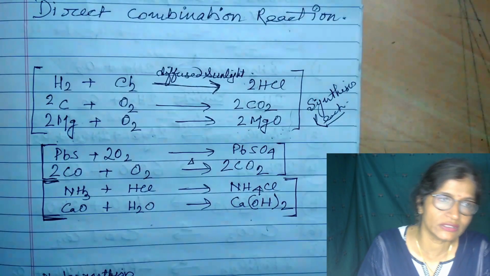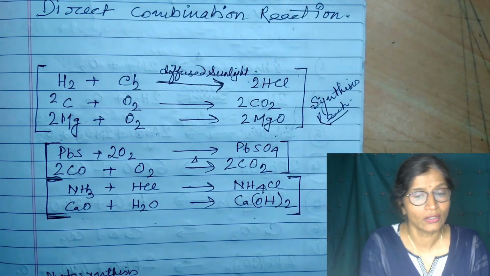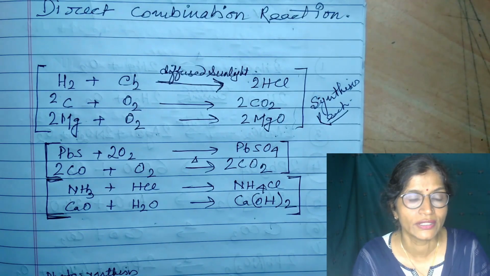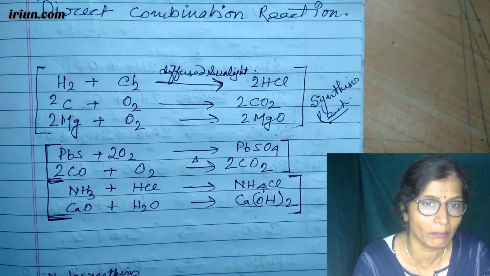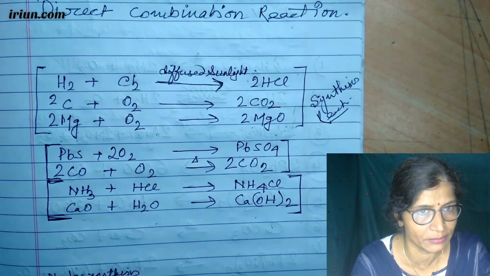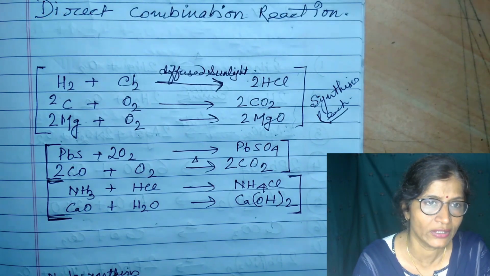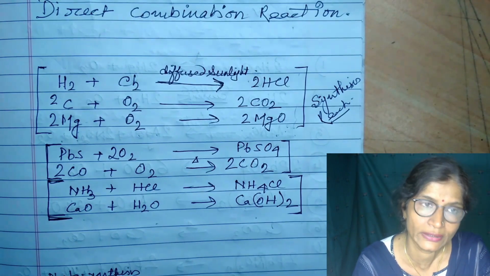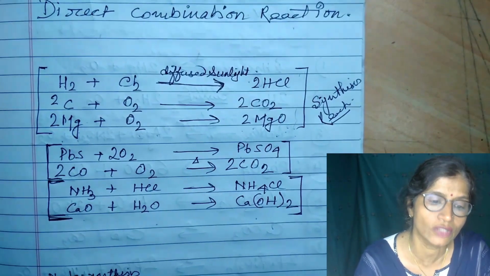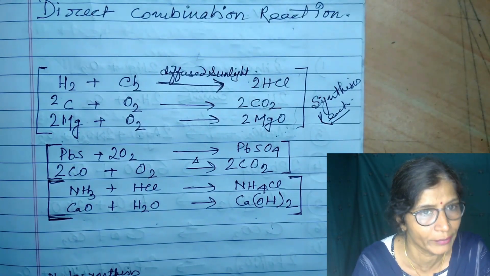Even photosynthesis is considered a combination reaction. Why? Because here simple substances combine together to form a complex substance. Simple substances means carbon dioxide and water, which combine together to form a complex molecule, that is glucose. So photosynthesis is also an example of direct combination reaction.